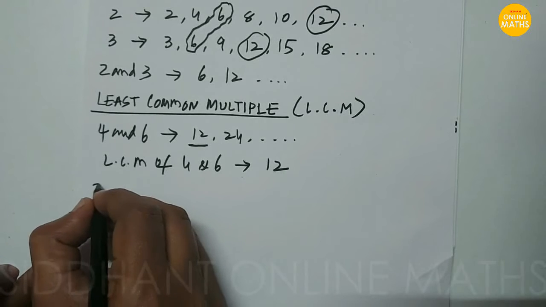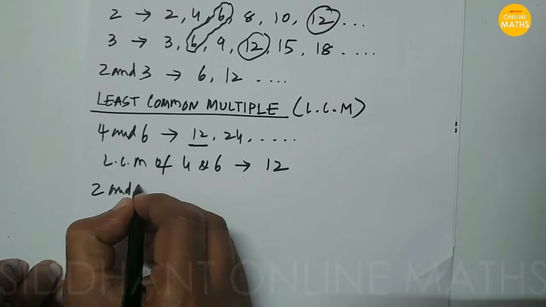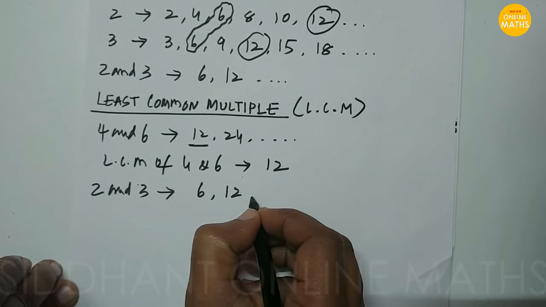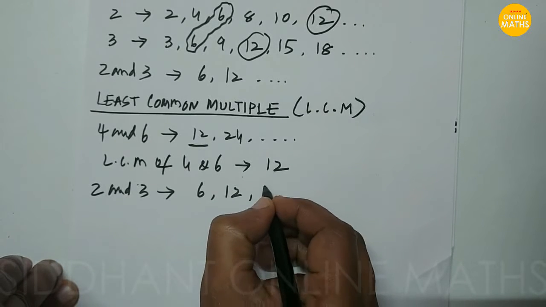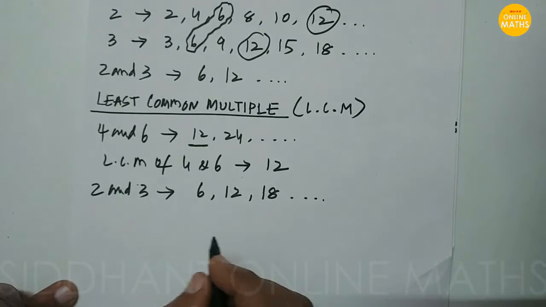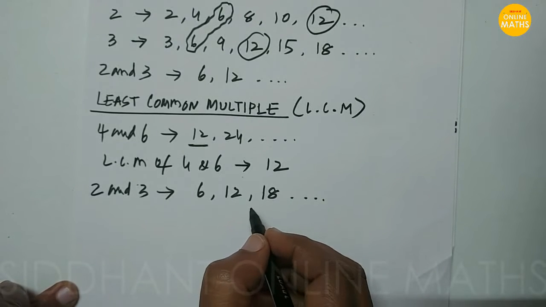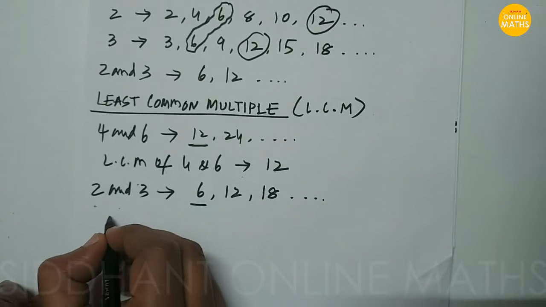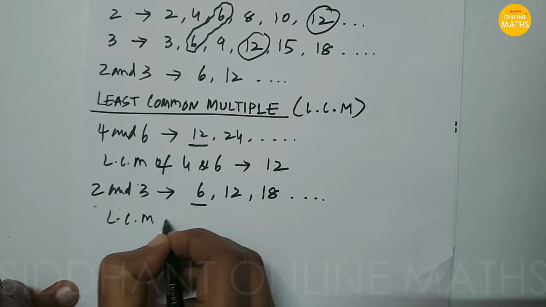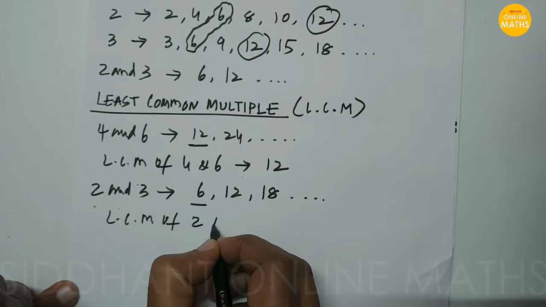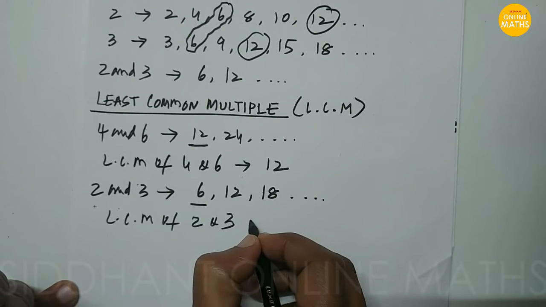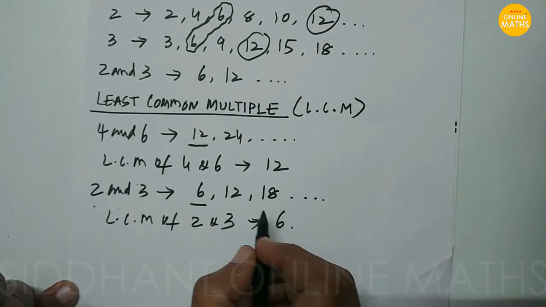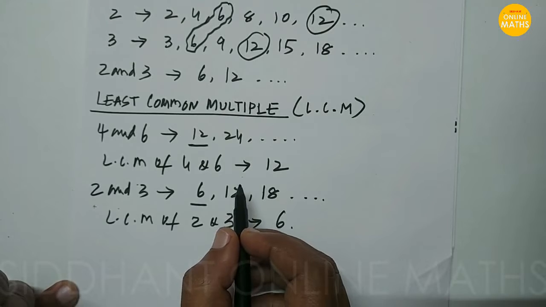In the same way, for 2 and 3, the common multiples are 6, 12, 18, and so on. In this also, for the least common multiple, we see which number is lowest. 6 is the lowest here. So we can say that the LCM of 2 and 3 is 6. So this is the way we find the least common multiple.